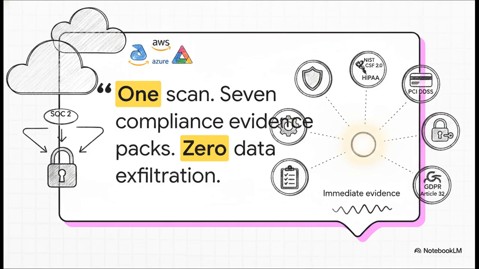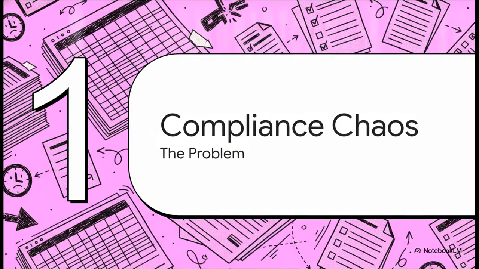Yes, 7. We're talking SOC 2, HIPAA, NIST CSF 2.0, PCI DSS, ISO 27001, CIS Controls v8, and GDPR Article 32. Honestly, this is basically the holy grail for compliance teams, generating cryptographically signed, framework-mapped evidence packs from just a single run. Which brings us to Section 1, the compliance chaos problem.